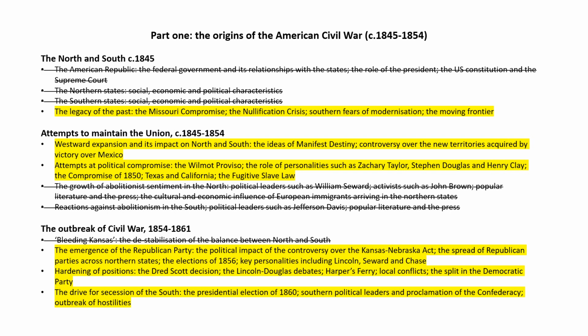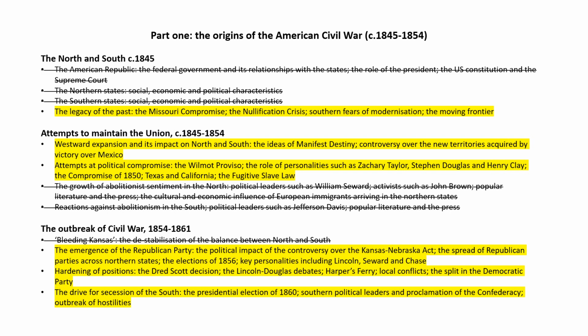In terms of the North and South, circa 1845, we've got the legacy of the past as the only bullet point that stayed, encapsulating the Missouri Compromise and nullification crisis, and then we've got Southern fears of modernisation and the moving frontier. What's interesting is when we move into attempts to maintain the Union, we get a theme that continues, and that theme is westward expansion.